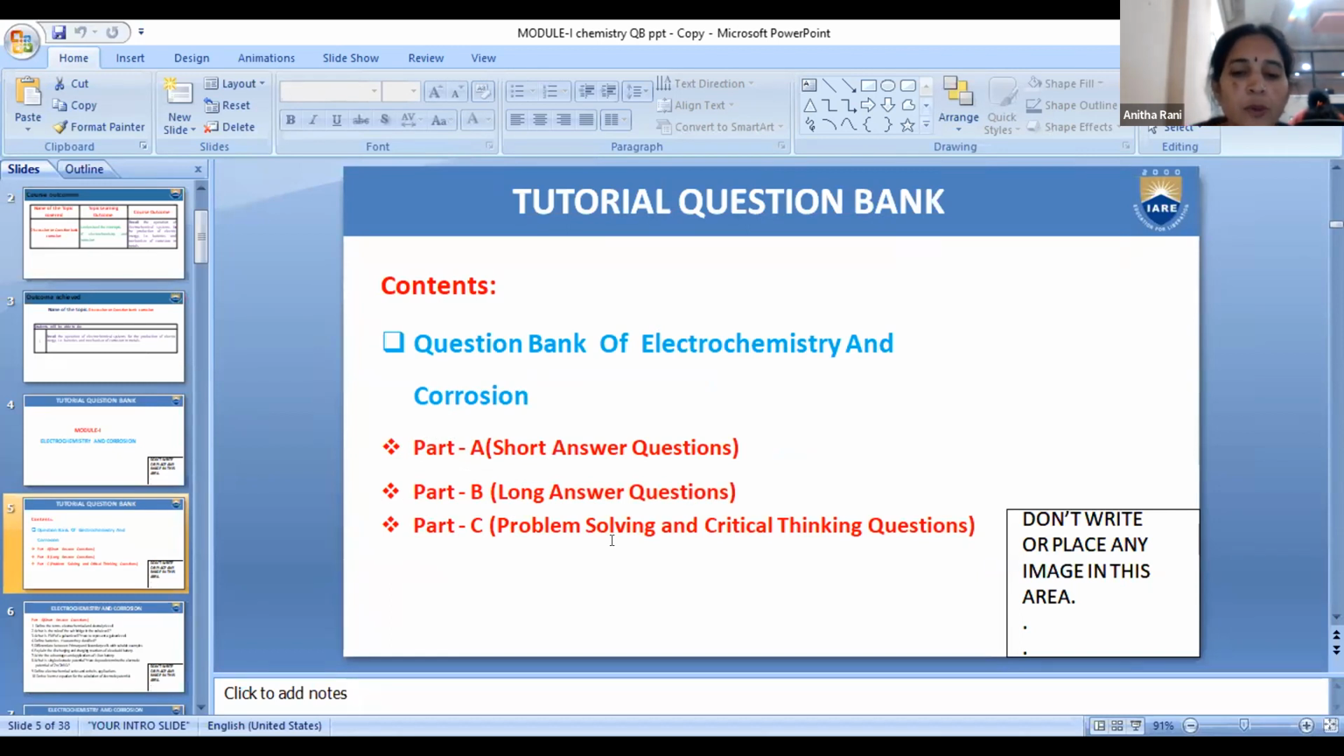Okay, so we are getting 5 questions. In the first question, A and B are there. The A question will be a long answer, theoretical question, and the B question will be either a critical thinking question or a problem solving question. Means you have to concentrate on part B and part C.